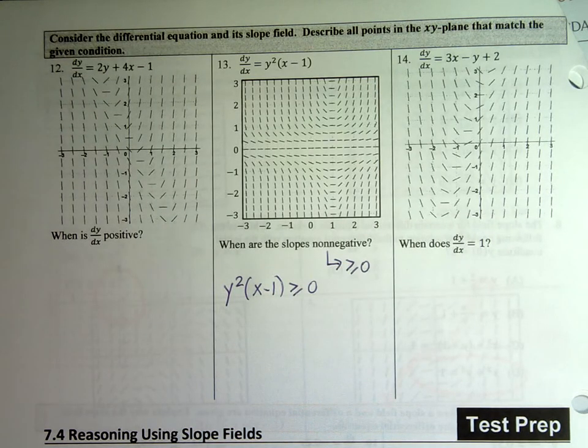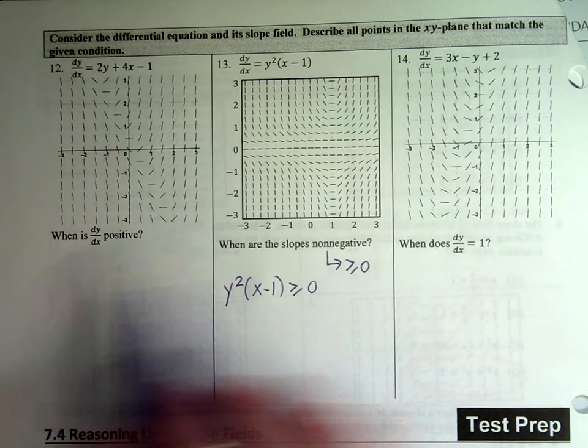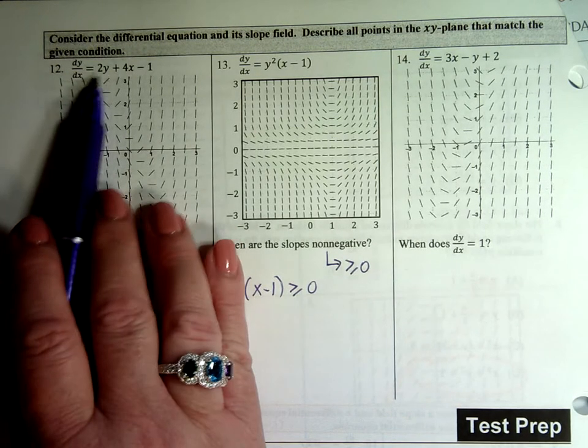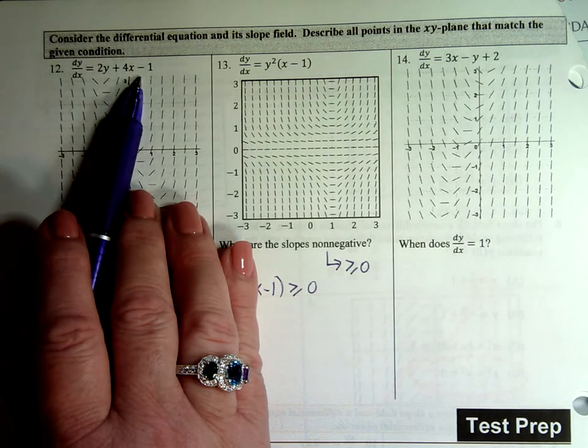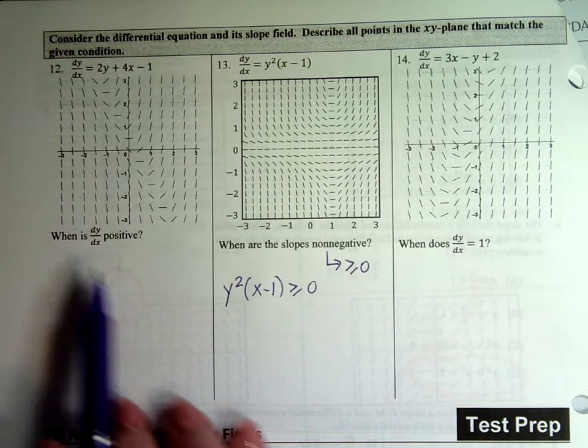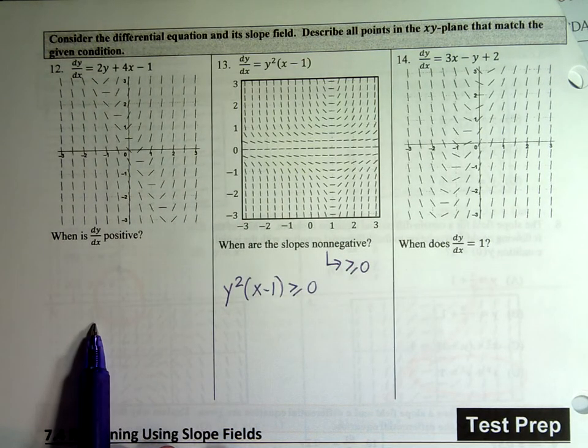Now for some of these, it's a straight solution. You just take what the differential equation is. They want to know when it's positive. 2y plus 4x minus 1 is greater than 0. That would make it positive. And then you would solve it out for what y is, and then make your explanation.